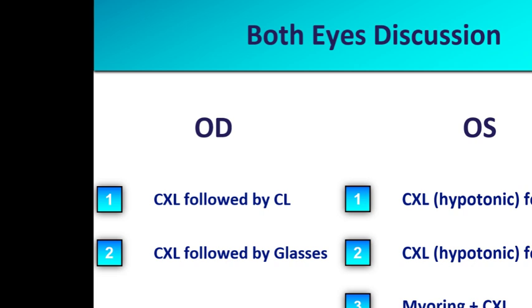In a patient with a thickness between 450 and 480 microns, very regular cornea, and a small refractive error, what can we do to protect safety? The question is, if the patient has a thickness between 450 and 480 microns.